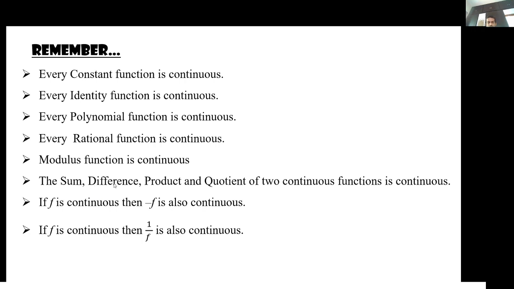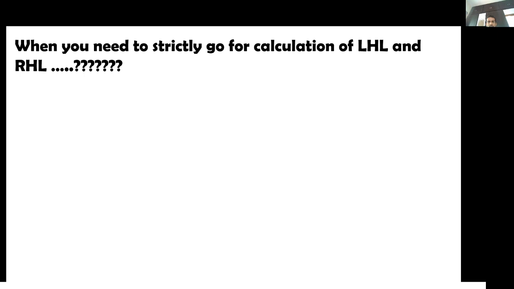The sum, difference, product and quotient of two continuous functions is also continuous. If f is continuous, this implies negative of f is also continuous. And finally we have, if f is continuous, then the reciprocal of f, that is 1 by f, is also continuous. So if you remember this, directly, if you have a constant function, since every constant function is continuous, this function is continuous. So if you remember these results you can directly write the continuity of the certain functions which are given in the examples.